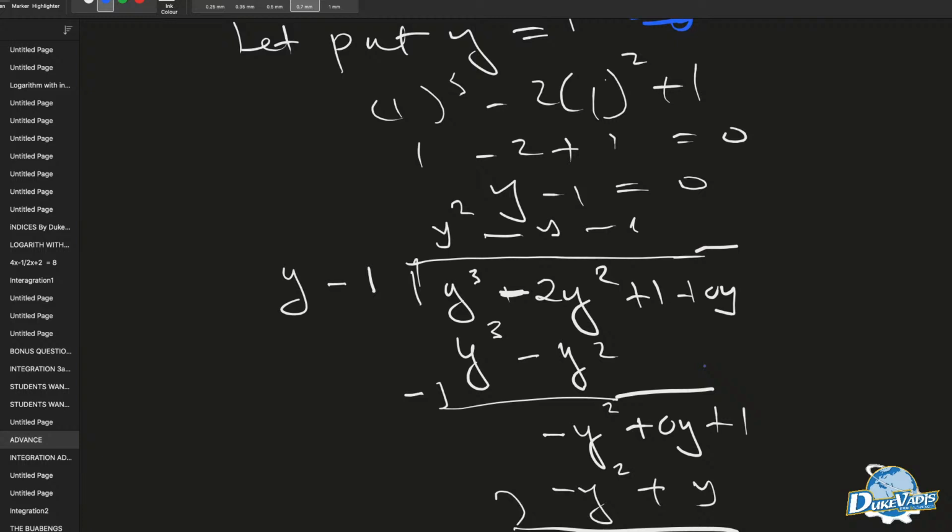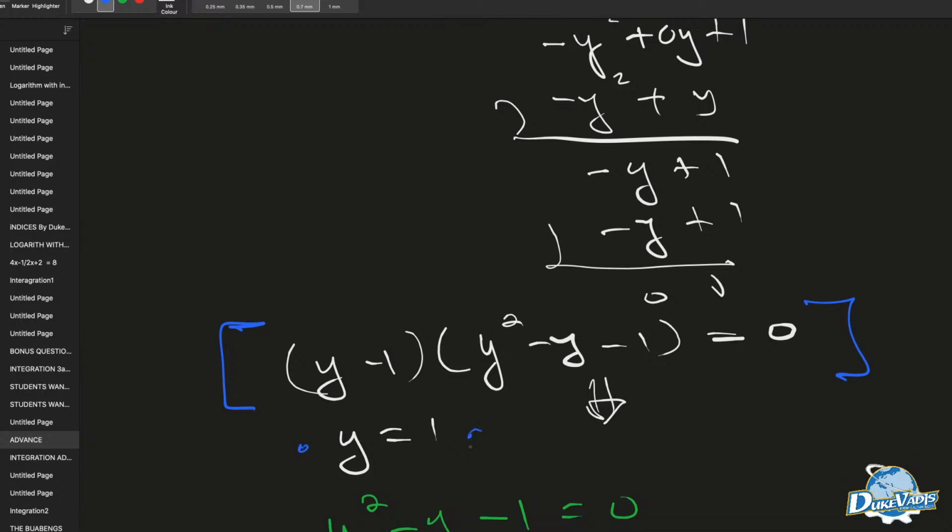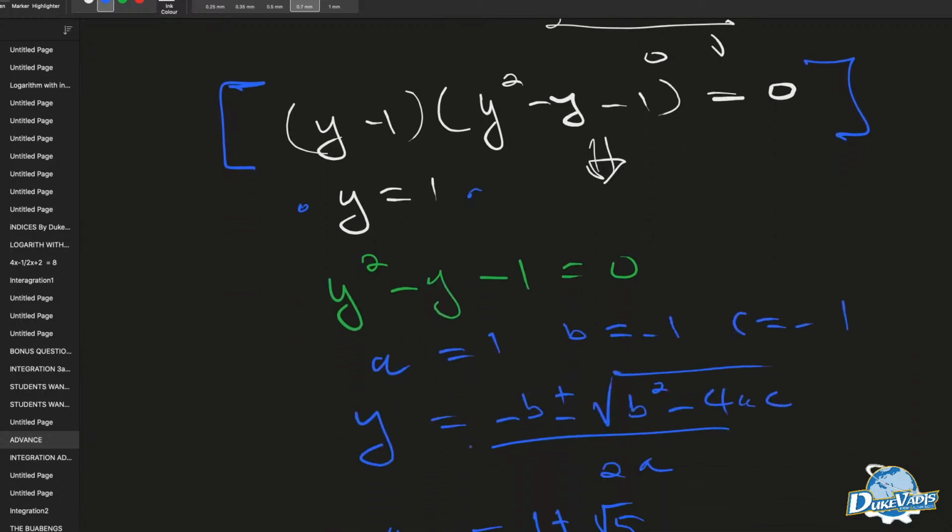So we broke the polynomial down further, and our final equation became y minus 1, into bracket, y squared minus y minus 1 equals 0. Then we know that y minus 1 equals 0 means y is equal to 1. Now, our concentration has to be on this: y squared minus y minus 1 equals 0. It's a quadratic in y.